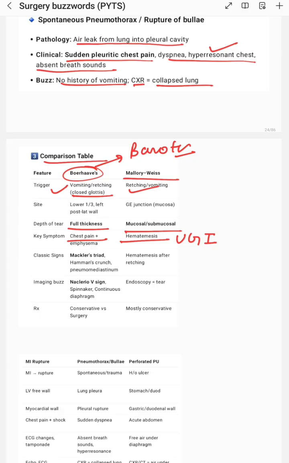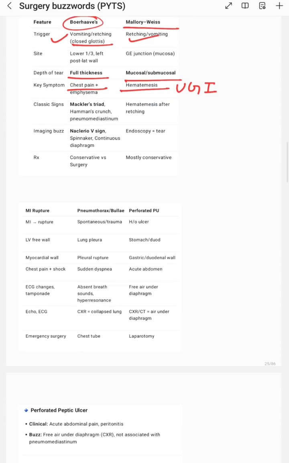Now for conservative management and surgery: if the patient is stable, we can do conservative management. If the patient is unstable, we can go with surgery, and in Mallory-Weiss mostly conservative management is preferred. In MI we know that there is LV free wall rupture and chest pain presentation, ECG changes will be seen, tamponade will be seen, and no specific vomiting history is given. We go for imaging, we can do ECG and echo, and it is an emergency surgery.